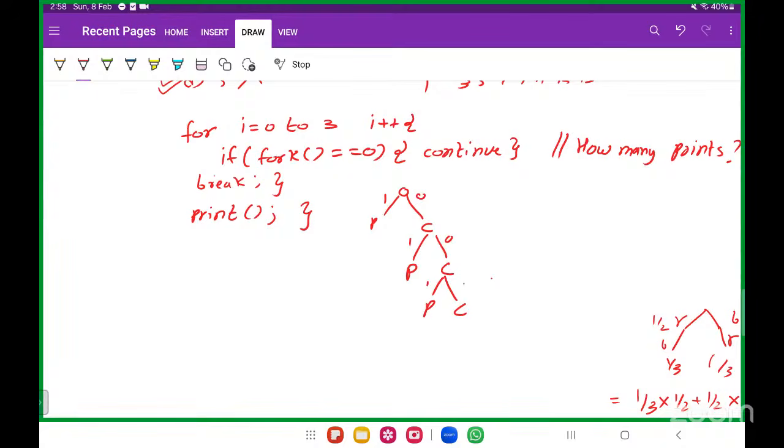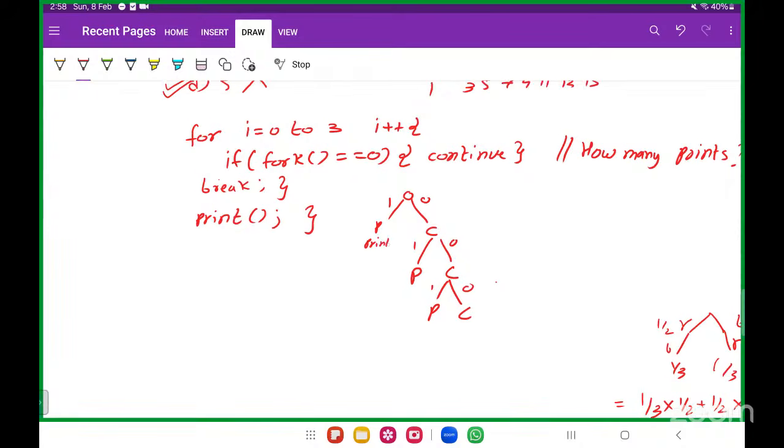So you'll have 4 total leaf nodes, and the number of leaf nodes will give the number of prints. So the total number of prints will be 4.